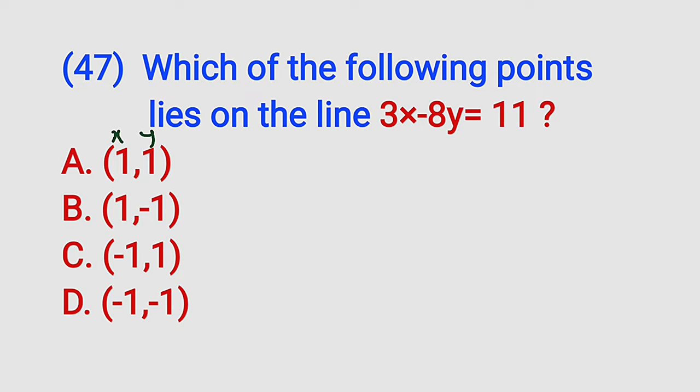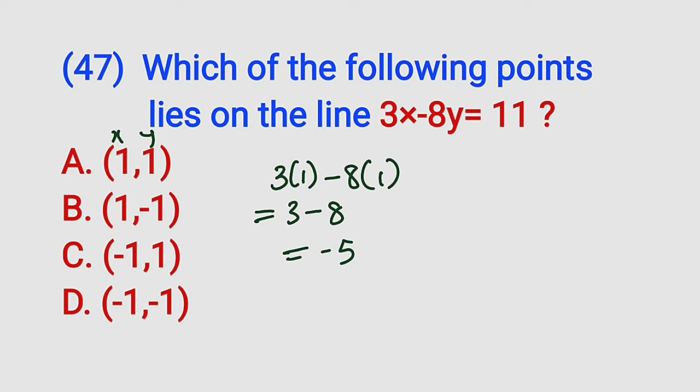So let's start with the first one where x and y are both equal to 1. So we have 3 multiplied by 1 minus 8 multiplied by 1. Simplify. 3 times 1 is 3. 8 times 1 is 8. And this will give us negative 5. And negative 5 is not equal to 11. And hence, this is not the right answer.